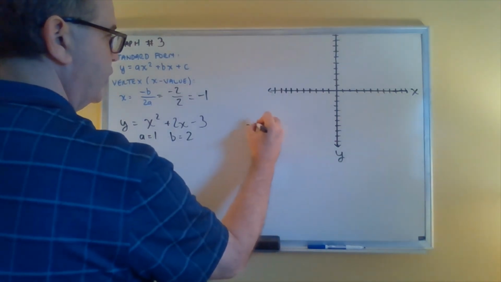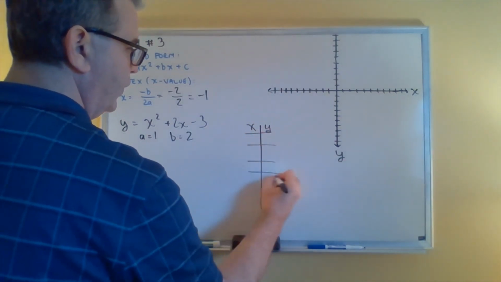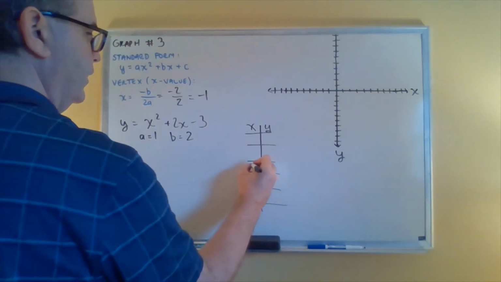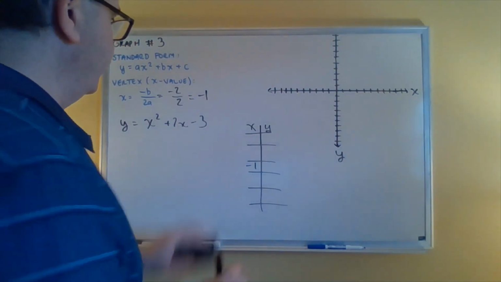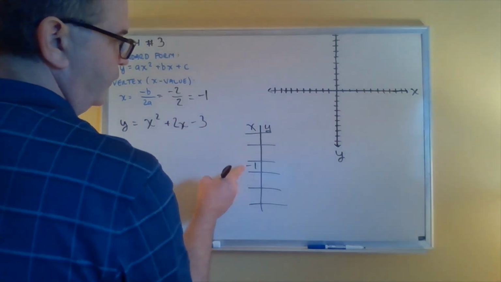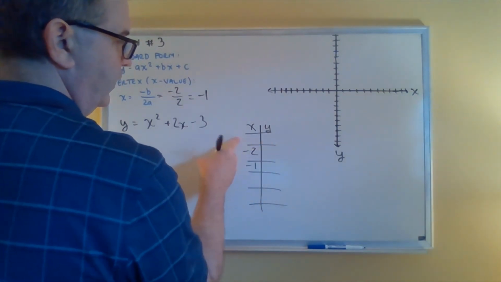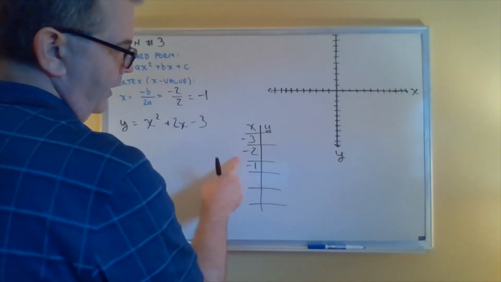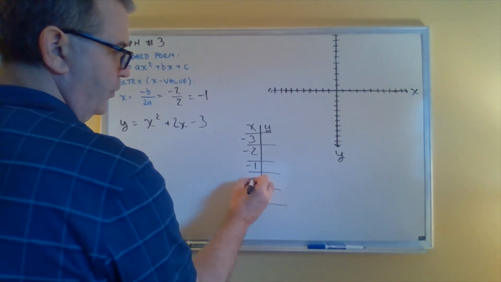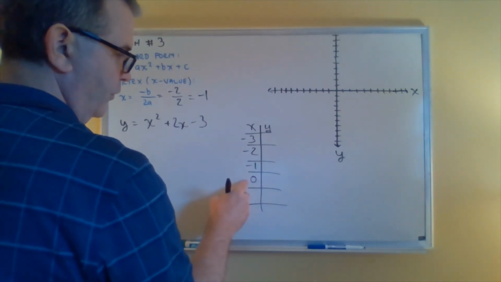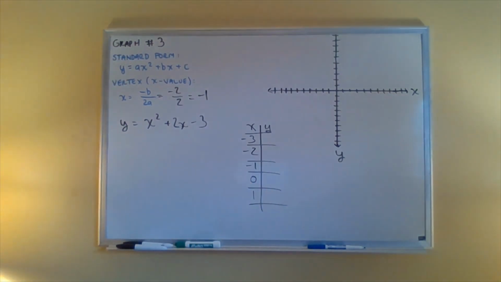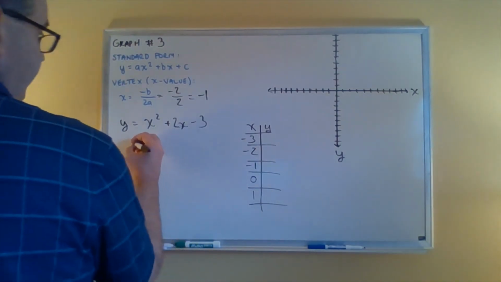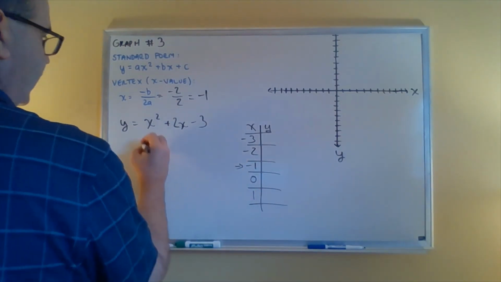So we set up our t-chart, and we're looking for 5 points. Our middle point here, our vertex, our x value is going to be negative 1. We're going to subtract going up, so negative 1 minus 1 is negative 2. Negative 2 minus 1 is negative 3. I'm going to add 1 going down, so negative 1 plus 1 is 0, and 0 plus 1 is 1. So those are the x values that we are going to plug into our equation to calculate our y values. So first let's plug in our vertex of negative 1.